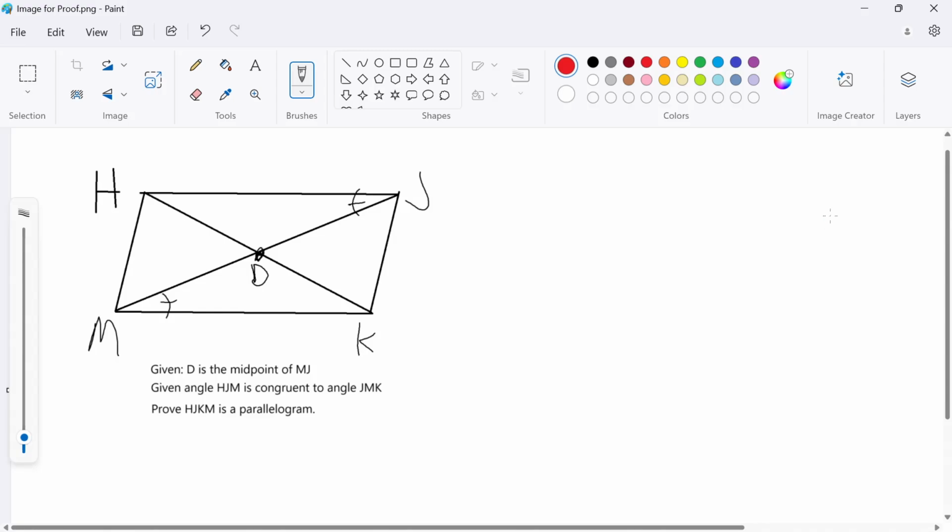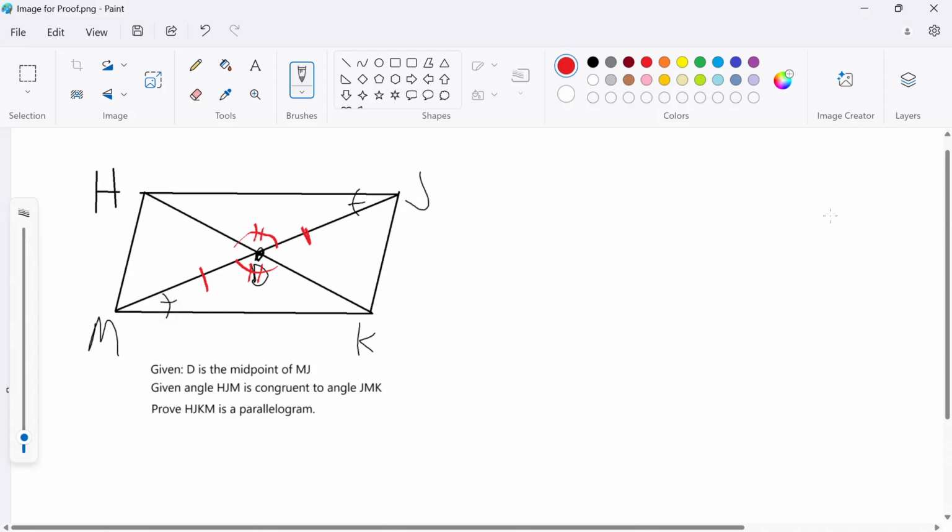I'm going to plan out what I'm going to do, then I will write the formal proof. I have to write a proof for this. So if D is the midpoint of MJ, then by the definition of midpoint, MD and DJ are the same. And then I've got these vertical angles. By the definition of vertical angles, they're the same.